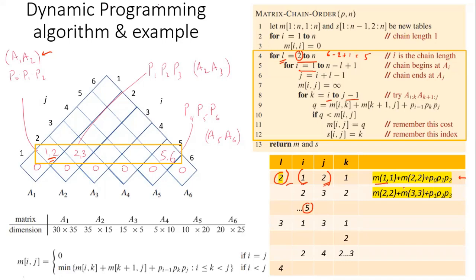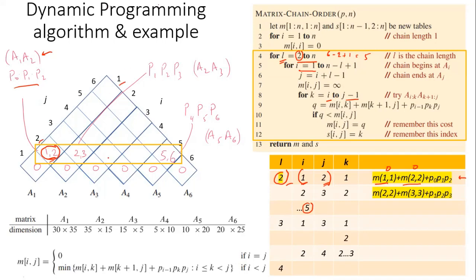It says that's M11 plus M22, both of these are 0, and then P0, P1, P2. Okay, so that's simply to multiply A1 times A2, which is simply this particular value. Okay, I'm not showing the values over here, I'm just showing you the range, which is basically 1 and 2.